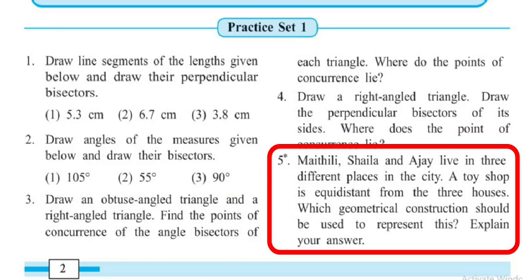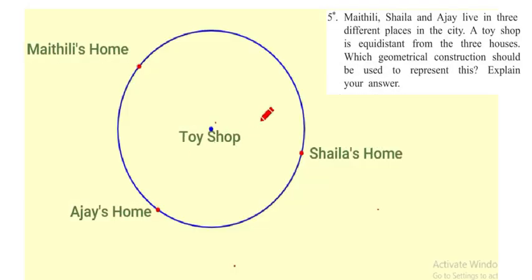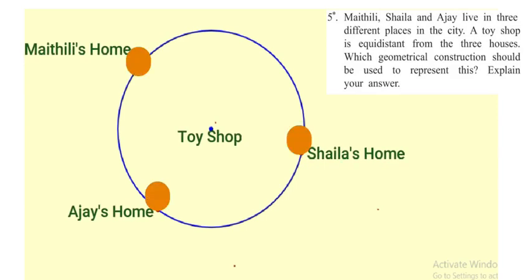Question 5. Maithili, Shaila and Ajay live in 3 different places in the city. A toy shop is equidistant from the 3 houses. Which geometrical construction should be used to represent this? First of all, let's understand the meaning of the question. These are the positions of the houses of Maithili, Shaila and Ajay. This is the position of toy shop.